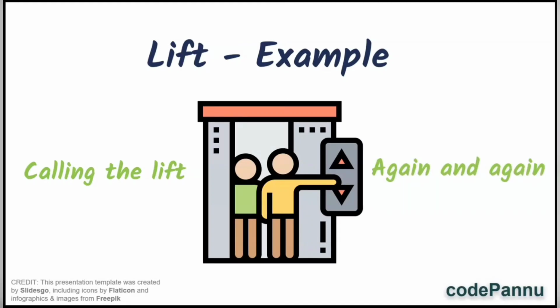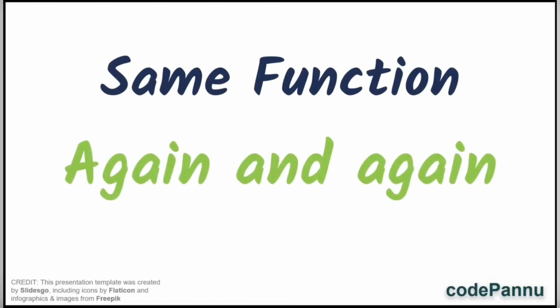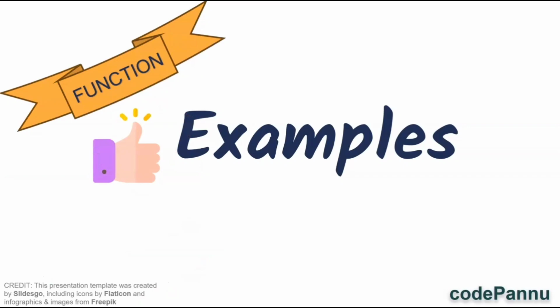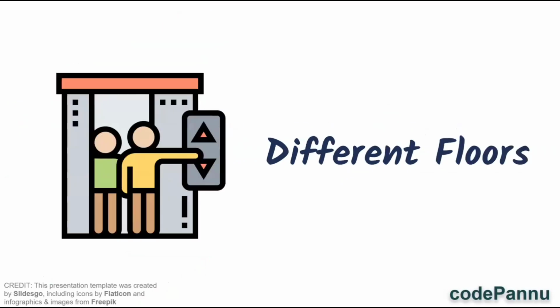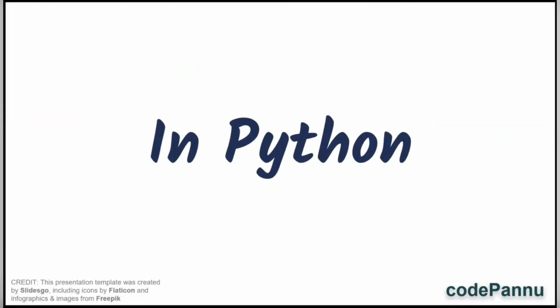In the same way, we can call the same function again and again. We already know that, right? We have already seen examples where we have called the same function many times. But just like how we call the same lift for different floor numbers, we can also call the same function with different values. Let us first start with calling the same function many times.